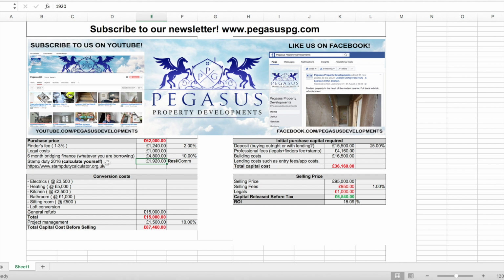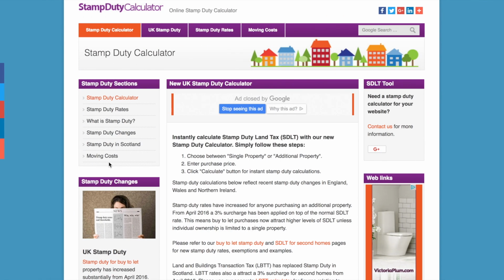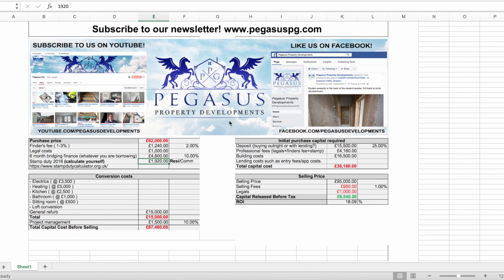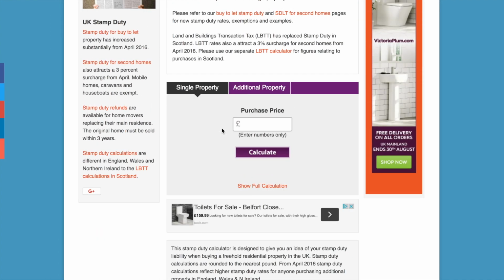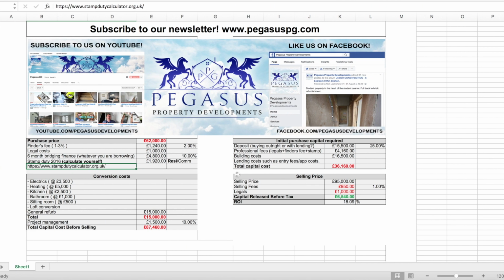So again, I've said calculate this yourself. If you go to the stamp duty calculator website, which is just linked at the bottom there, you go onto here. You just come down, additional property. I'm assuming it's an additional property, not your first one. If it is, then you just bang it in there. If it's additional, put the price in, calculate, £1,920. So that's your stamp duty. So this is your first bit.